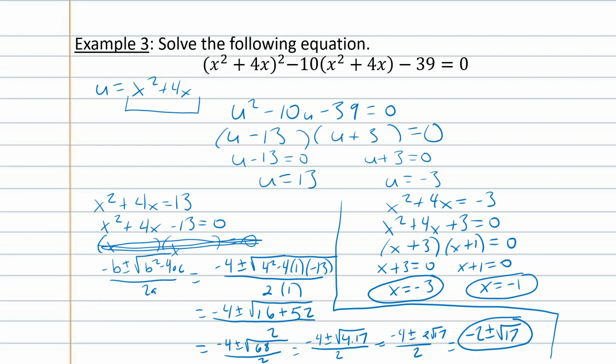So now we have four solutions. X equals -3, x equals -1, x equals -2 plus the square root of 17, and x equals -2 minus the square root of 17. So we wound up with 4 solutions in this scenario.